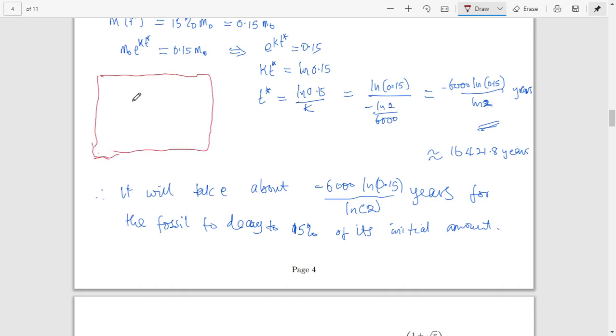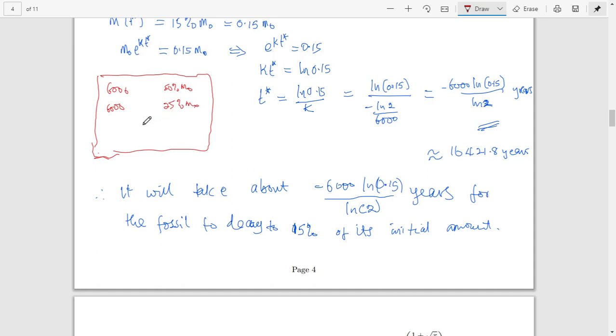The half-life of this substance is 6,000 years. That means after 6,000 years, we're going to have 50% of the original M0 left. That is 1/2 of this. After another 6,000 years, we're going to have only 25%, which is half of this, left.